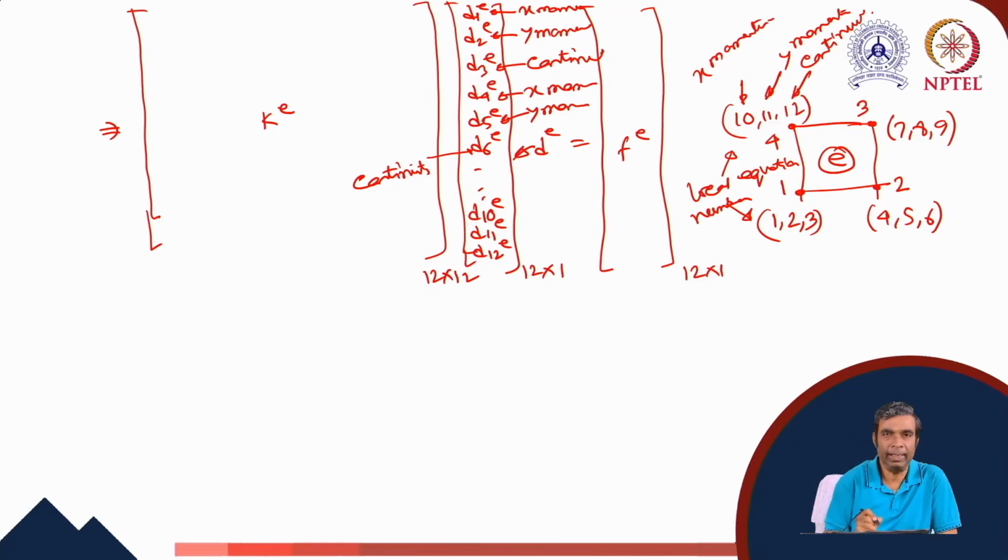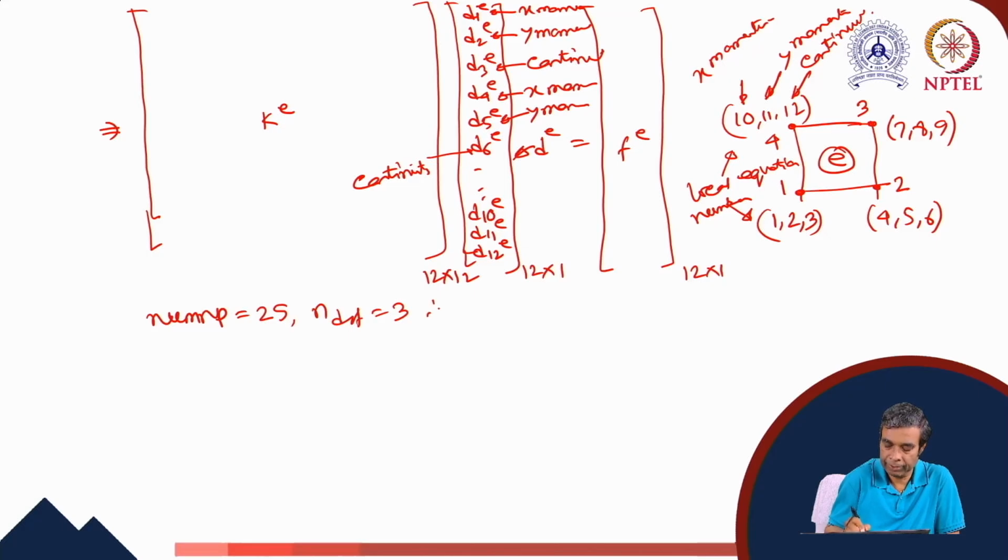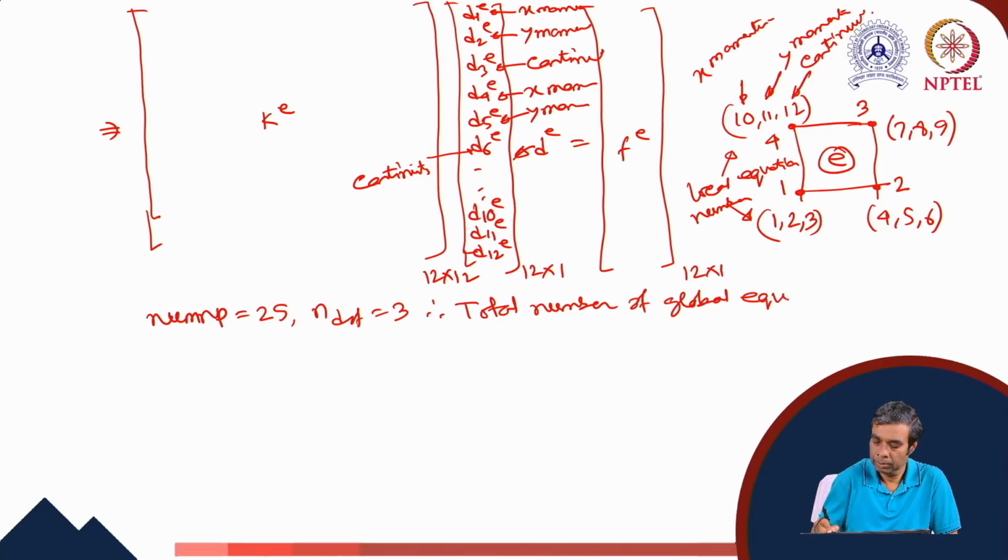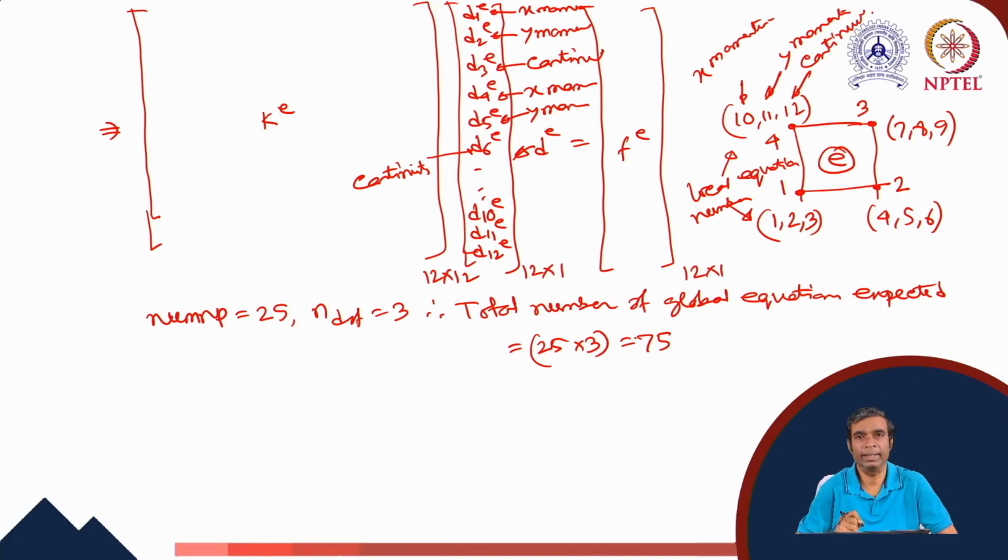Now, let us see how many equations we get, what is the value of maxeq for the present problem. So here, our num p equals 25 and NDOF equals 3. Therefore, the total number of global equations expected equals 25 into 3 equals 75. Because of essential boundary conditions on u and v velocity, we shall have a smaller number of equations.